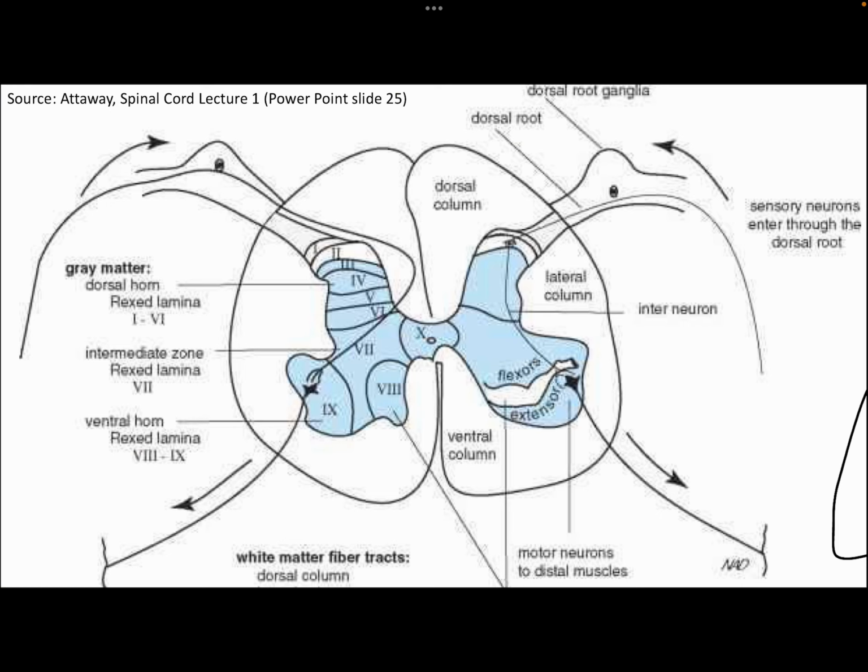and you can see it on this page as well. And finally, lamina 10 is going to be around the central canal of the spinal cord, known as the gray commissure, and this is where axons are going to cross over from one side to another.